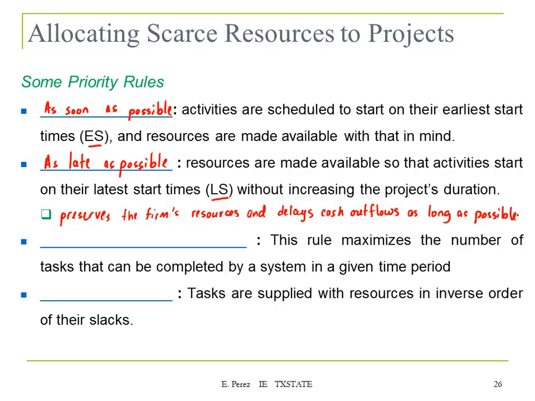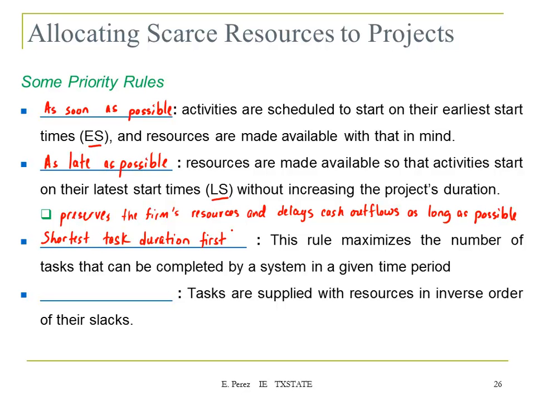The third priority rule is called shortest task duration first. In this rule, the goal is to maximize the number of tasks that can be completed by a system in a given time period. So if you are able to address those tasks that are shorter, then you might end up putting more tasks into your schedule in a very limited time. So that kind of makes sense, right?